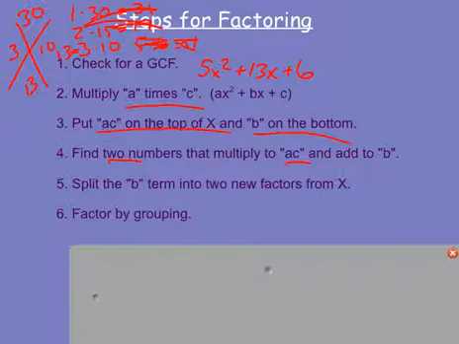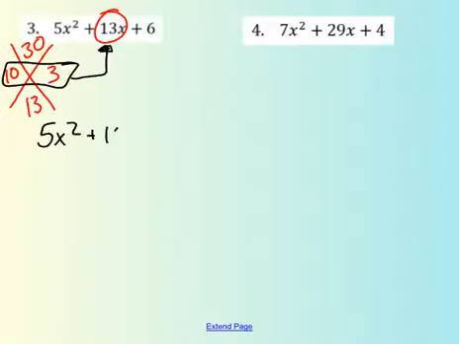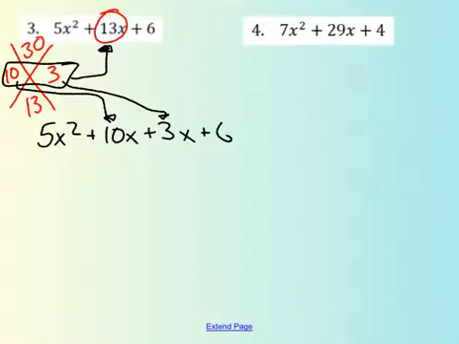Then it says split the b term into two new factors. So this is 10 and 3. So I replace 13 with what I have right here. This is going to be replaced. So I would rewrite this as 5x squared plus 10x plus 3x plus 6. So notice I have the 10 first, the 3 second.